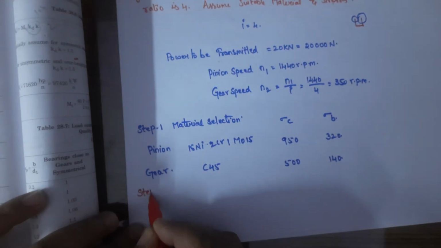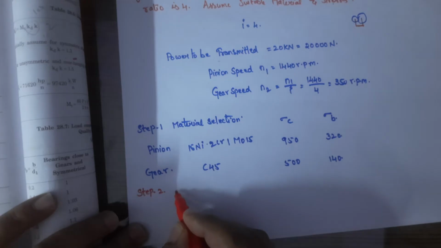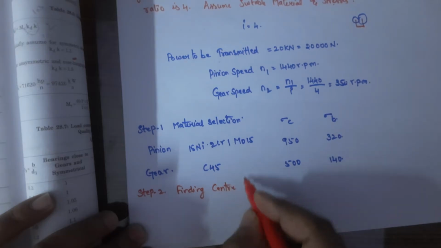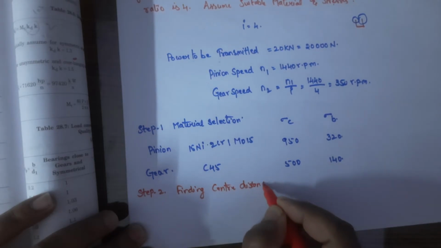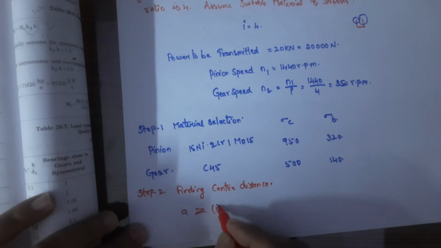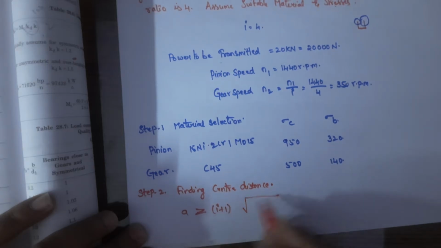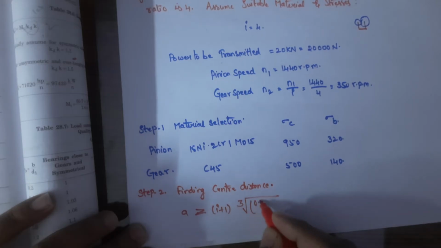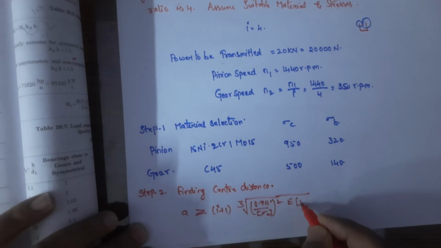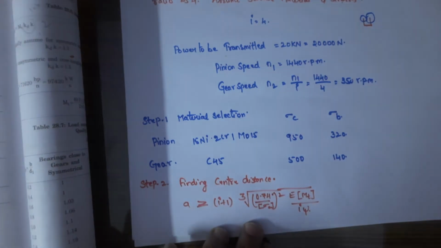Step 2, finding center distance. The formula is (i plus 1) times the cube root of (0.74 over ...). So this is the formula we are having in the data book.